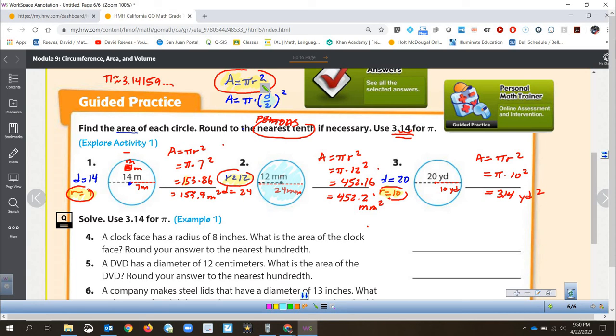All right, we will do more problems later on solving problems using the formula for area and connecting it to circumference, but this video was just on how to find the area of a circle.